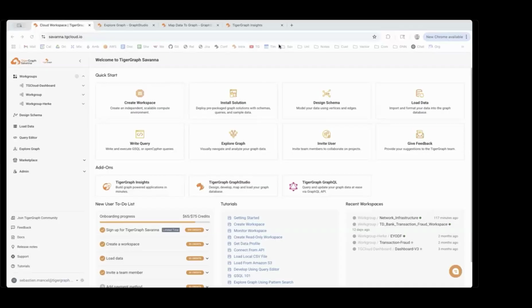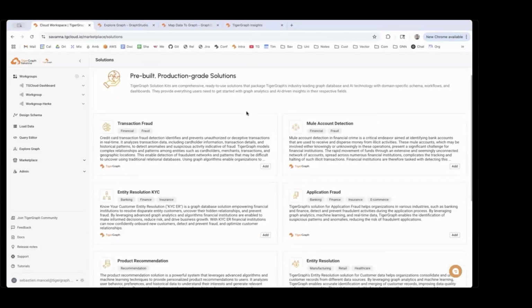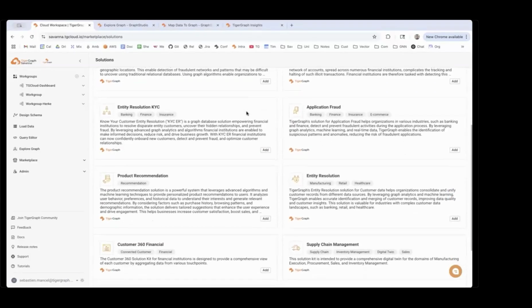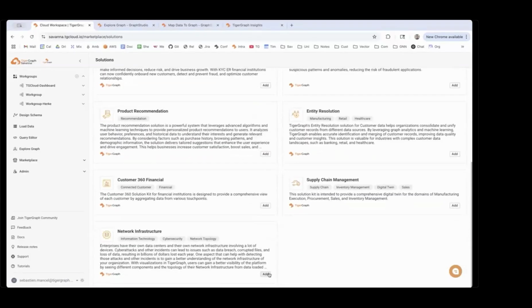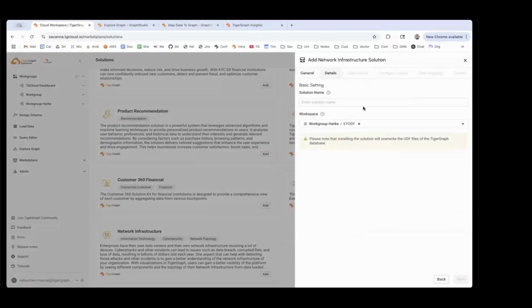To deploy the kit, I navigate to my Savannah instance and select Install Solution. So here I see the list of the 9 available kits, each with a description of the use case and helpful tags to make it easy to find the right one. So I'm going to go ahead and select the network infrastructure. I can see the schema that's provided with the solution kit, as well as the fact that it's already deployed on an existing workspace. I will give the graph a name and select the workspace to deploy it to.